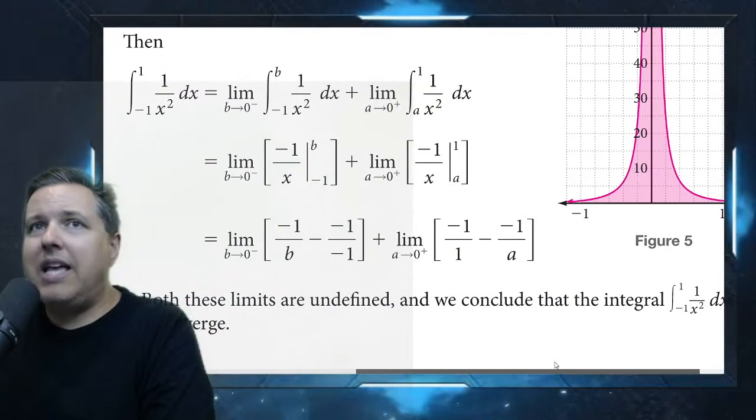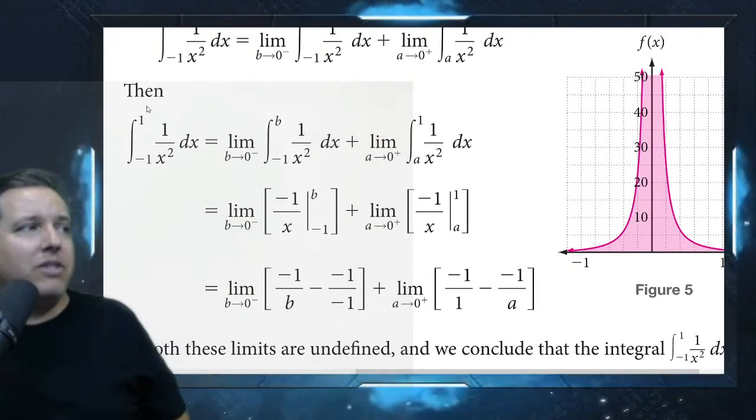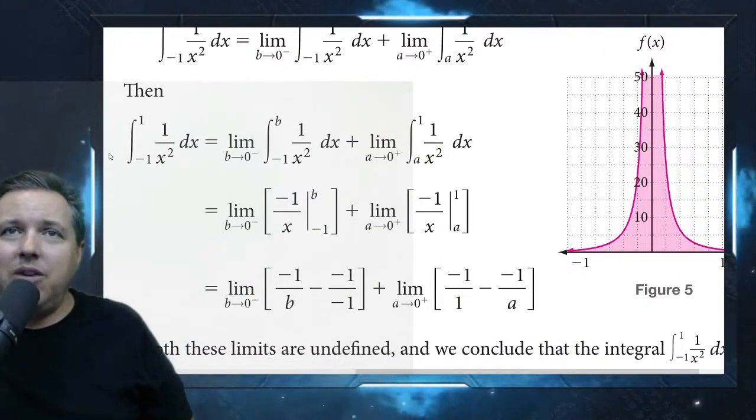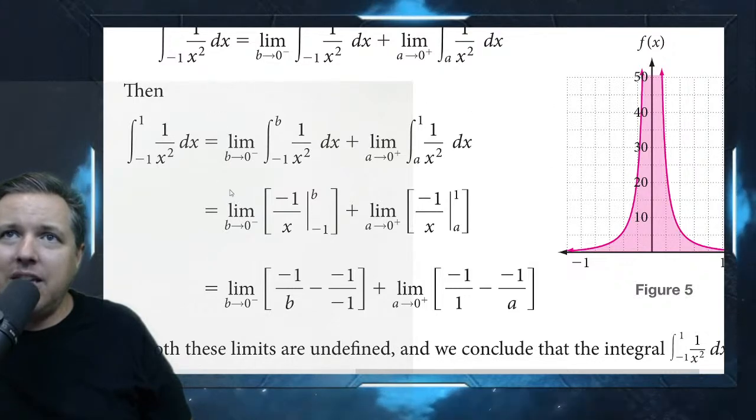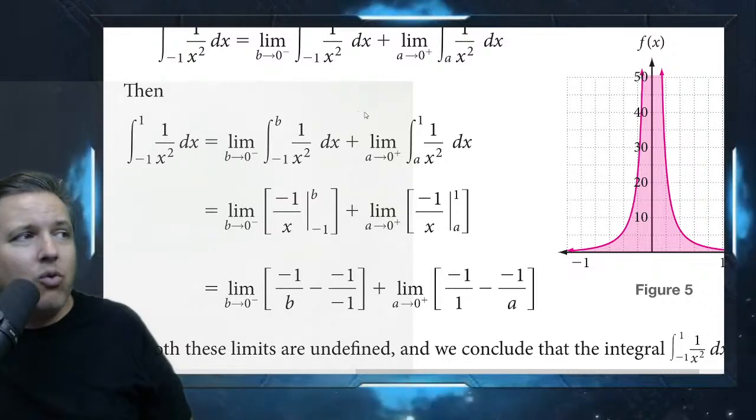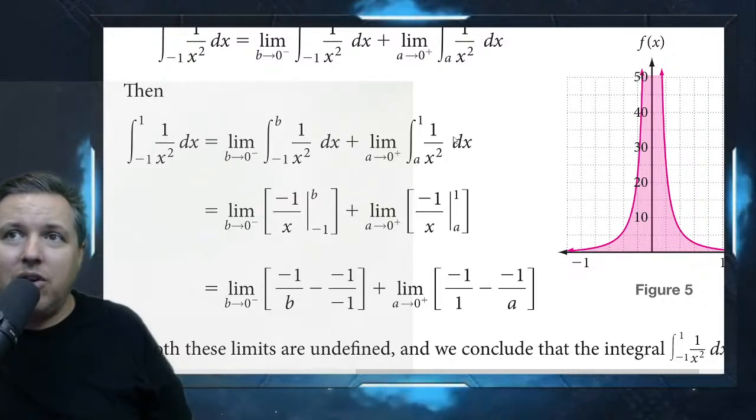Right? So basically, how do they get around that? Well, they use that same technique we did before, the integral from -1 to 1 of 1 over x squared dx. We break it up into 2 separate integrals, basically the one on the left side of the asymptote and the one on the right side of the asymptote.